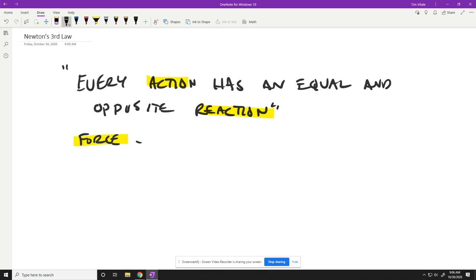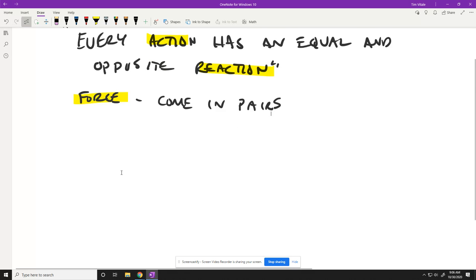And the other thing is that forces come in pairs. There's no force in the universe that is by itself. I'll explain this in a little more detail in a moment. But every action has an equal and opposite reaction. You've probably heard that before.